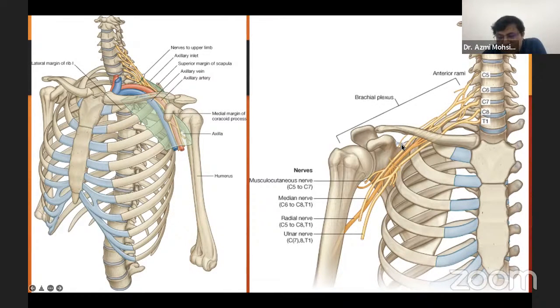I believe if you have a bigger screen, you can appreciate that there is this suprascapular notch bridged by the suprascapular ligament, and there is this suprascapular nerve passing below this ligament.